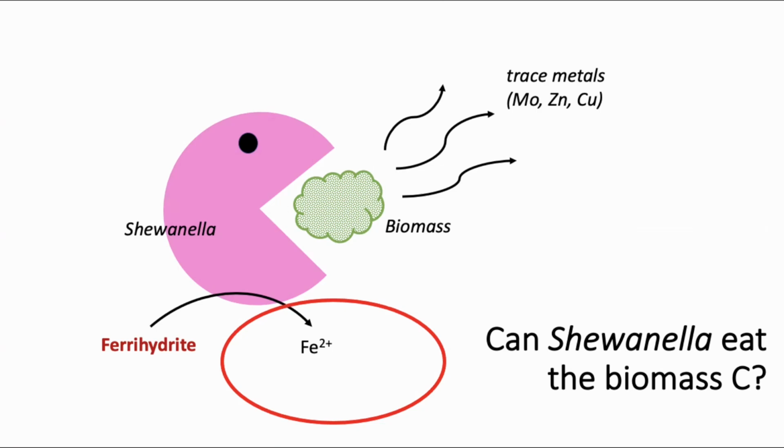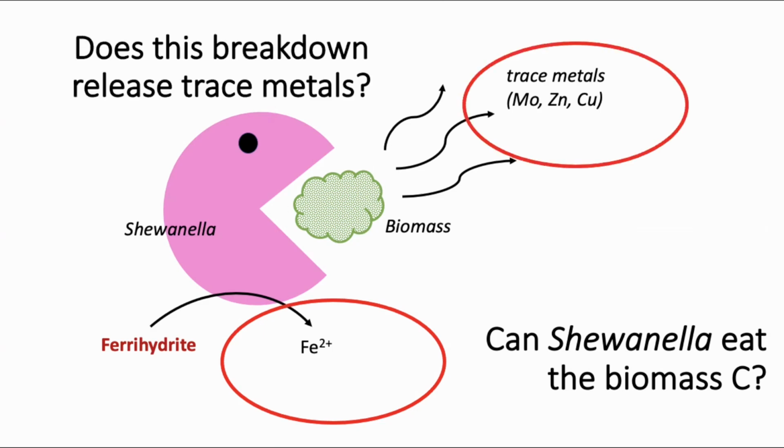And the way in which to test this would be to evaluate Shewanella's growth, which would be via measuring iron 2+ over time. The next question, assuming that they are actually eating that biomass carbon, is does the breakdown of that carbon actually release trace metals? So really what I'm asking is, does the breakdown of this carbon include the breakdown of metalloproteins and release trace metals over time? So the two measurements that I ended up taking for this 2-week period were for iron 2+ as well as for trace metal compositions.